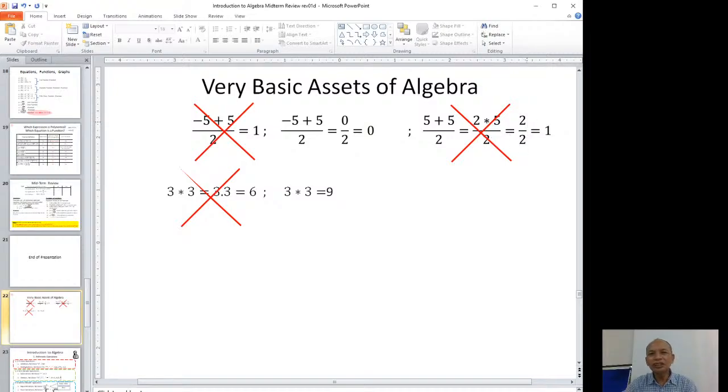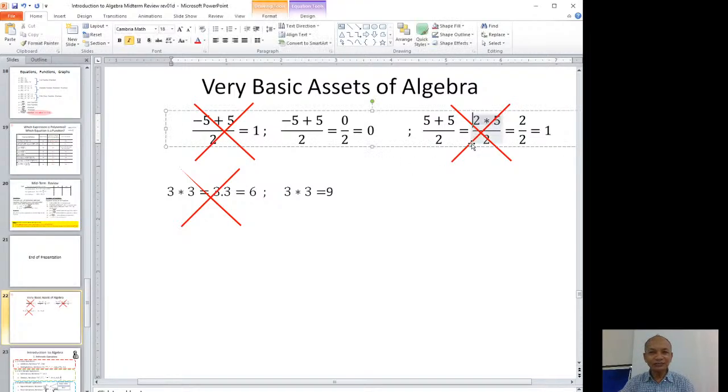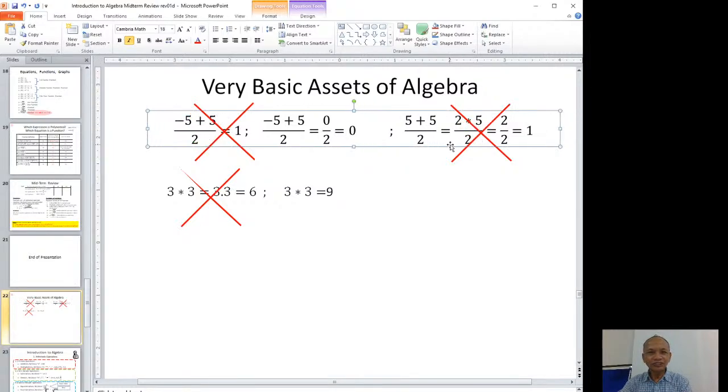No, here it's not easy. Here it means 2 times 5, it means 10 here. So I have to write this again. Okay.